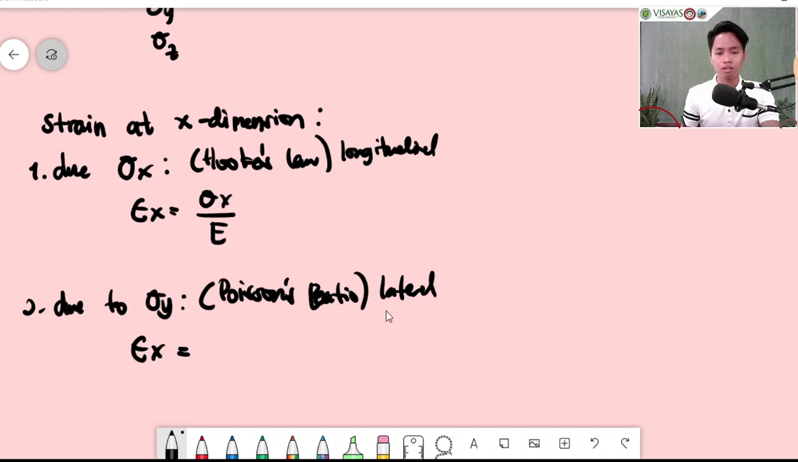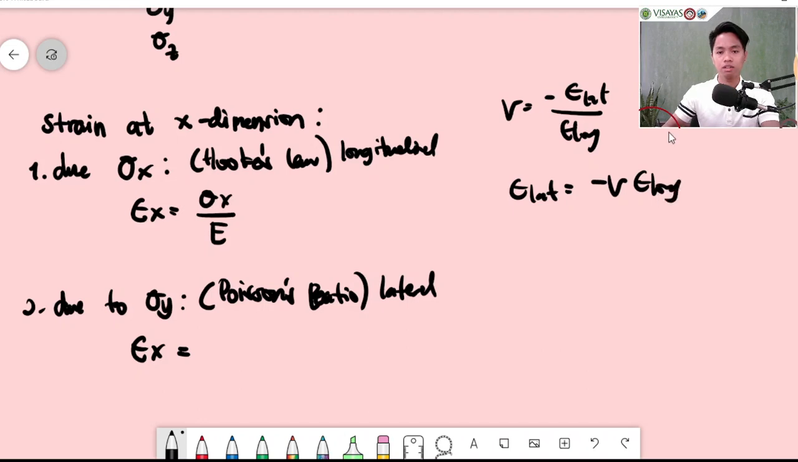So, if nagtalk ta og lateral, ang atong magamit diha would be your Poisson's ratio. Di ba, Poisson's ratio, your V is equal to negative of your lateral strain over your longitudinal strain. So therefore, your lateral strain is equal to negative V times the longitudinal strain.